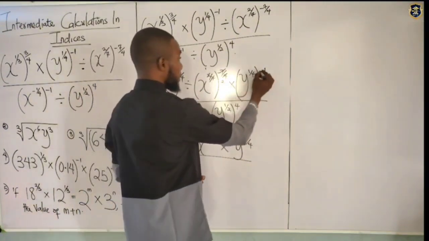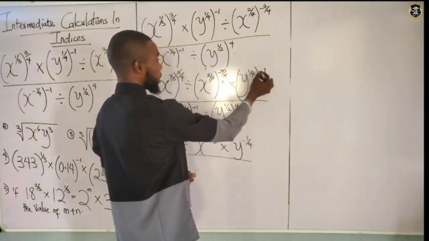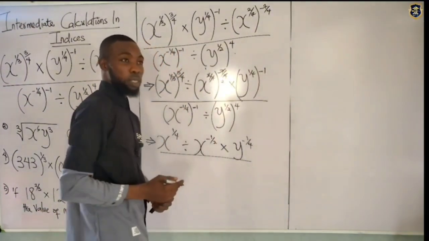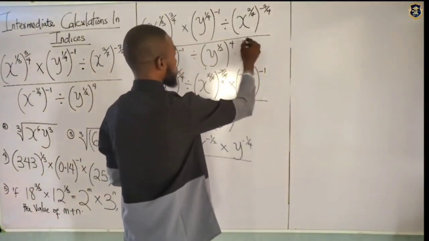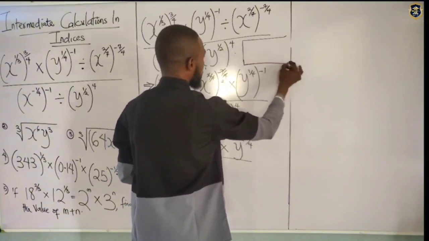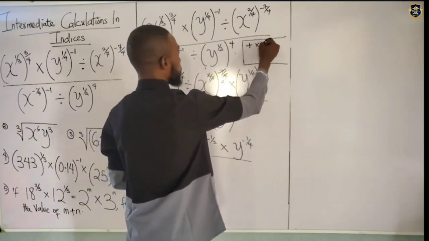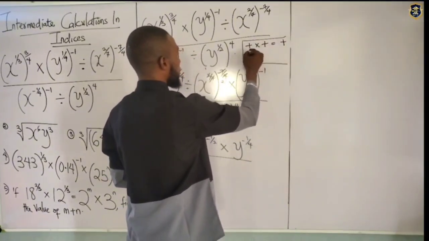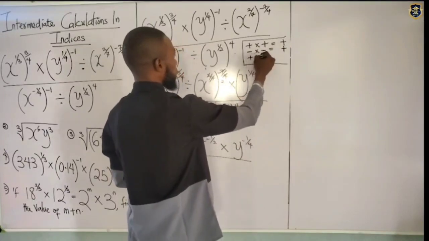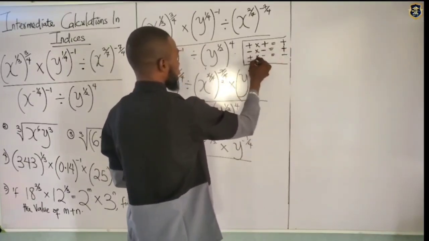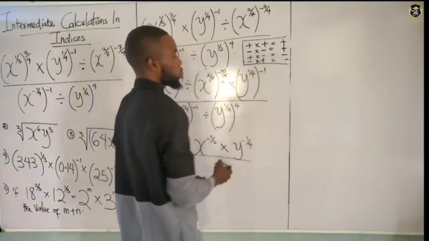Why are we having minus 1 over 4 times minus 1? Because there is what we call sign multiplication. Look, there are 4 sign multiplications in mathematics. I hope you can see this. Plus times plus equals plus. Minus times minus equals plus. Plus times minus equals minus. And minus times plus equals minus.